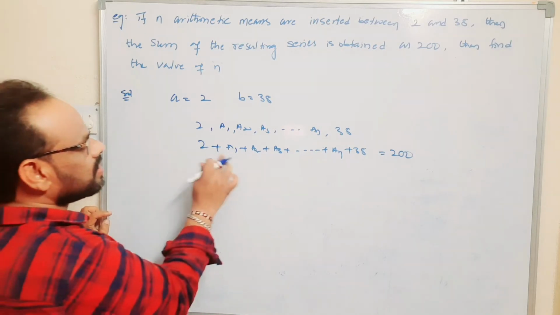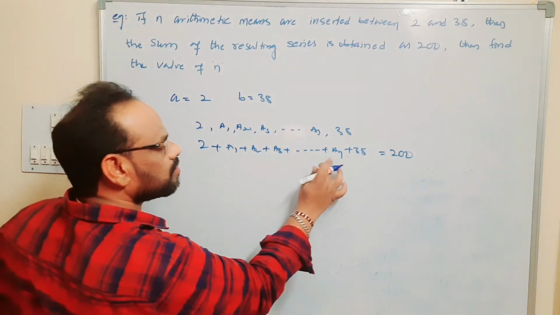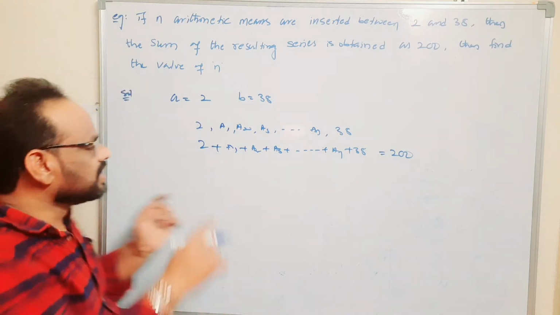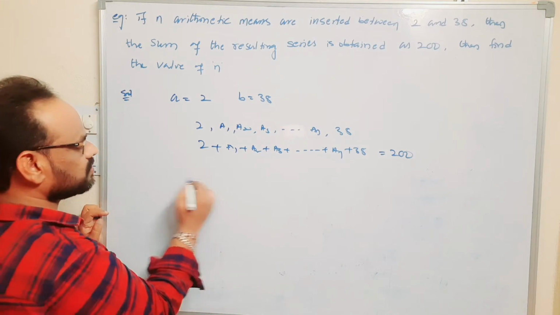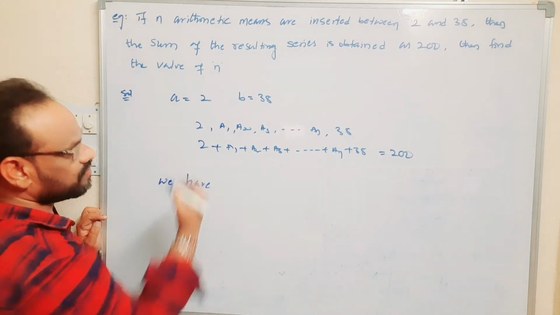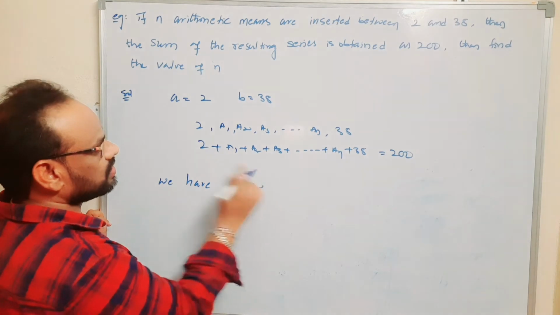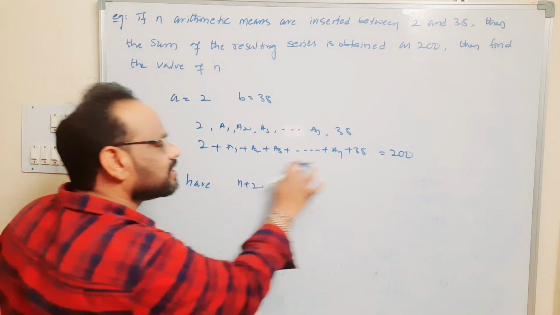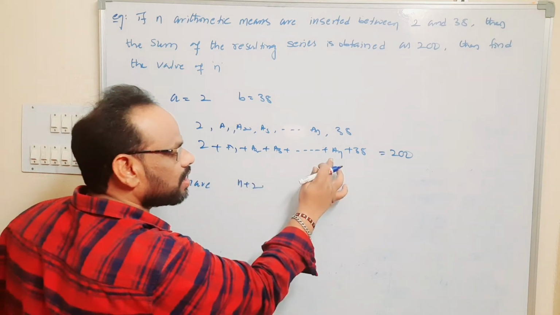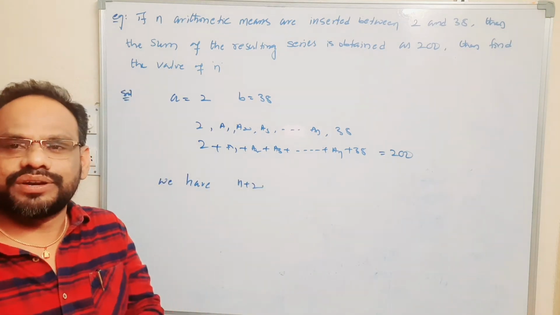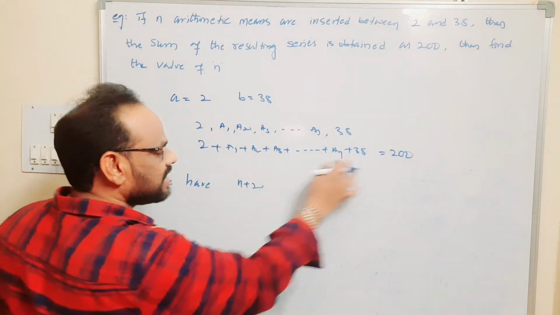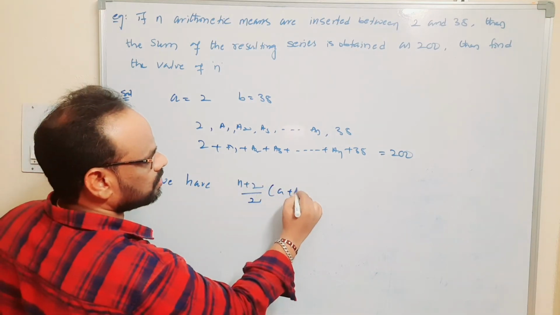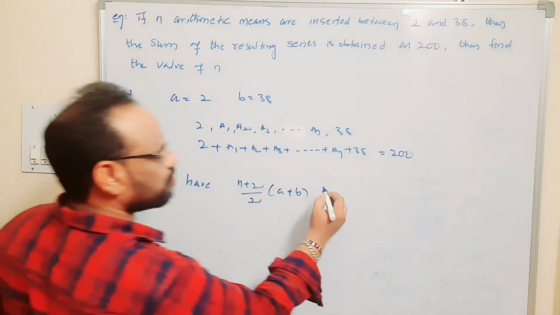Observe here, a1 plus a2 plus a3 plus and so on plus an, the formula is n by 2 into a plus b. Including a and b, the number of terms is n plus 2 terms. If you have only n terms, that means a1 plus a2 plus a3 plus and so on plus an is nothing but n by 2 into a plus b. Here the number of terms is n plus 2 terms. So that's why n plus 2 by 2 into a plus b is equal to how much?